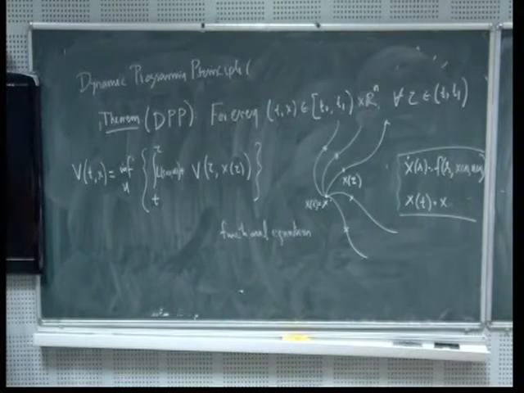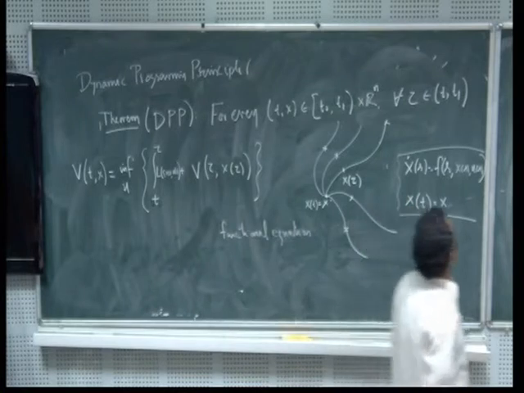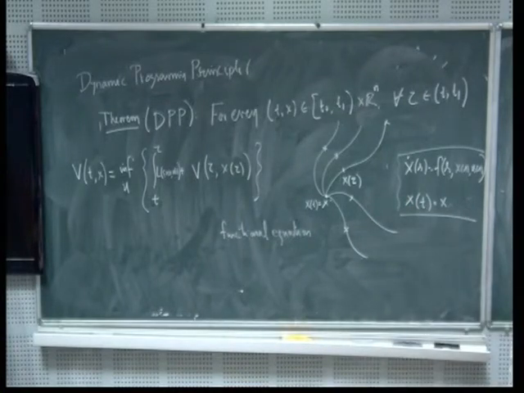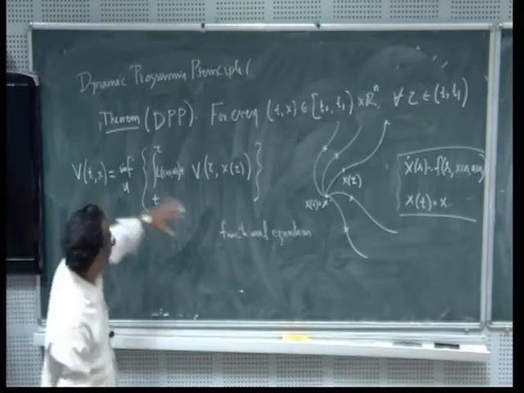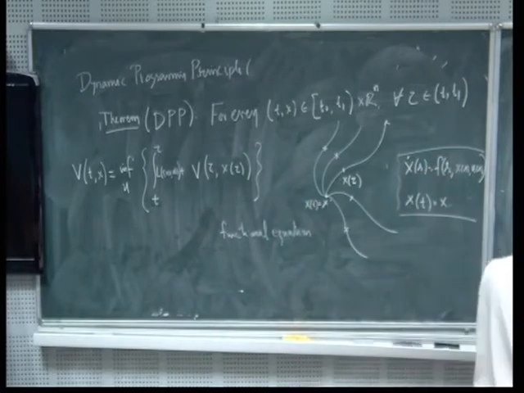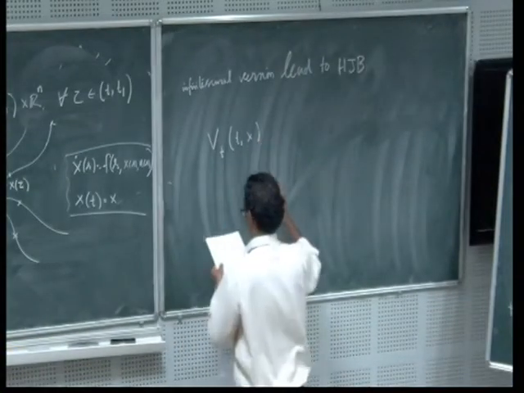In a smooth situation, assuming the data is smooth or C2, etc., and do your Taylor expansion and using that theorem, if you do an infinitesimal analysis, the infinitesimal version is what will lead to the Hamilton-Jacobi-Bellman equation. So in the smooth situations, proving that is a very classical analysis. You can do some infinitesimal analysis to get your Hamilton-Jacobi equation, which is a first order PDE in t, x. So let me not try.